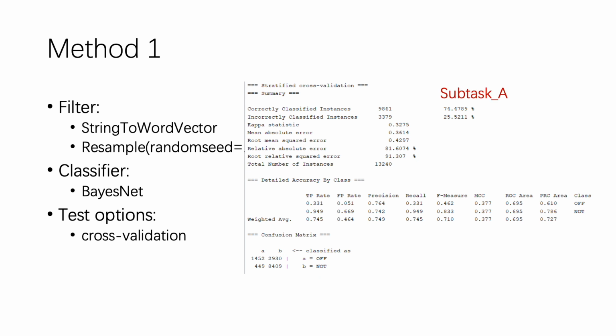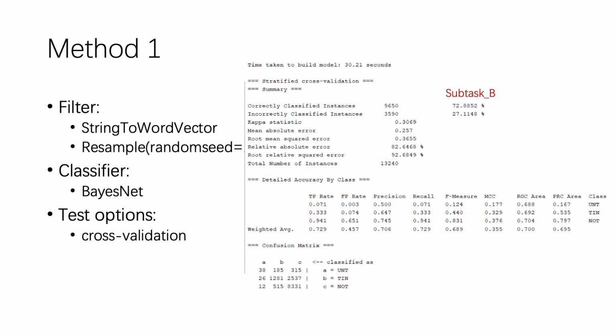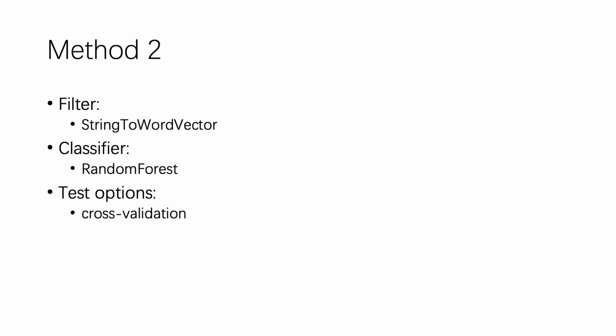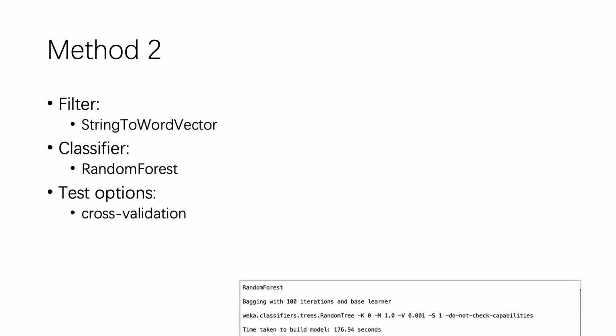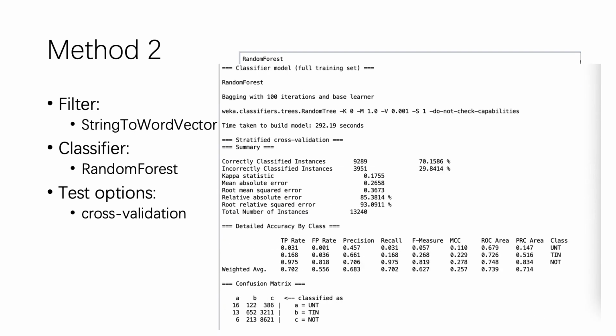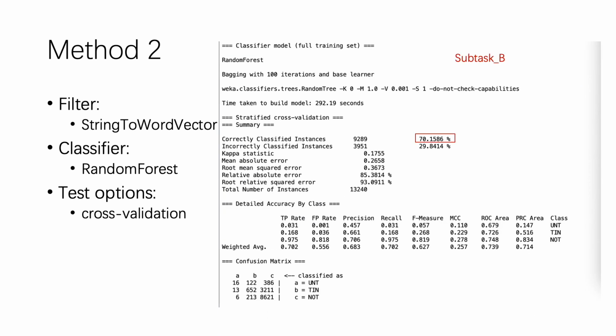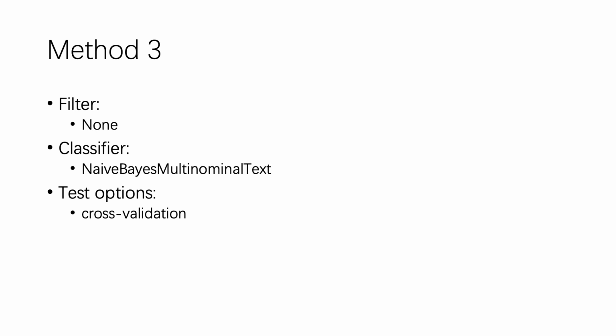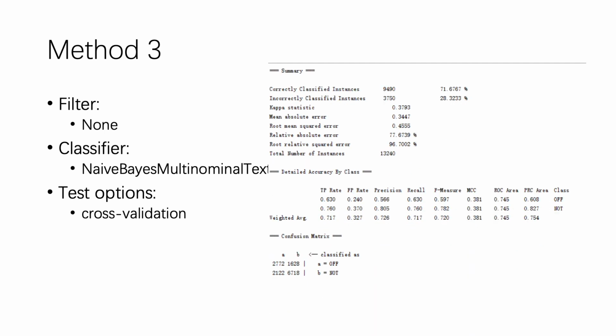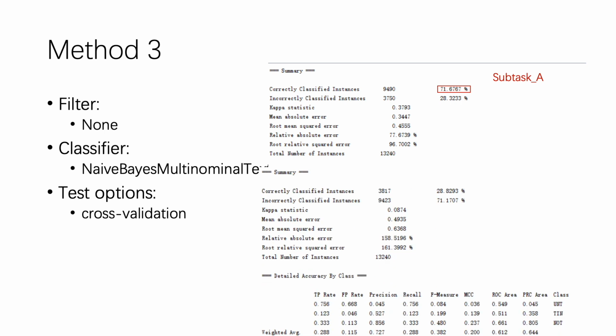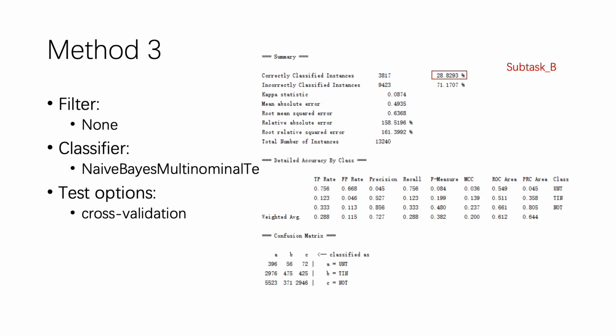Here is the result of subtask A and its accuracy, and the result of subtask B and its accuracy. In method 2, the filter we choose to use is StringToWordVector, and the classifier is random forest. Also, the test option is 10-fold cross-validation. Here is the result of subtask A and its accuracy, also the result of subtask B. In method 3, we didn't use any filter, and the classifier we choose to use is naive Bayes multinomial, and also the test option is 10-fold cross-validation. Here is the result of subtask A, and here is the result of subtask B and its accuracy.